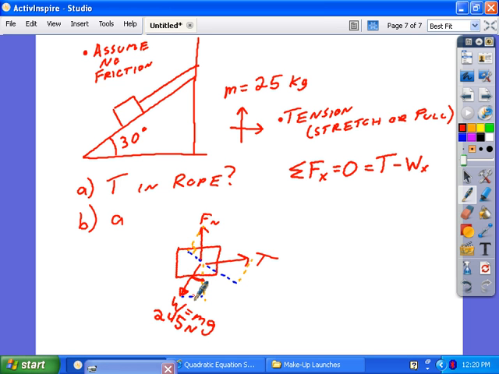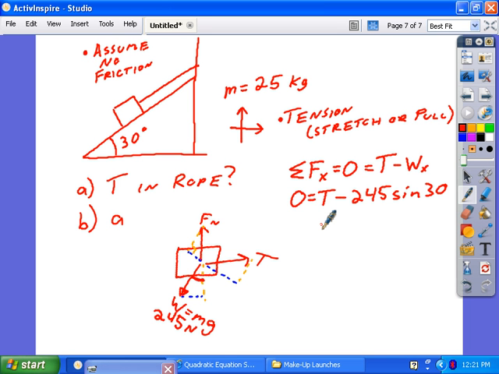So in order to find the X component of it, it's going to be 245 times the sine of 30. So, the sum of the forces in the X equals 0 equals tension minus 245 sine 30. It becomes a basic plug and chug in your calculator, and you can find exactly what the tension on that string is. Okay?